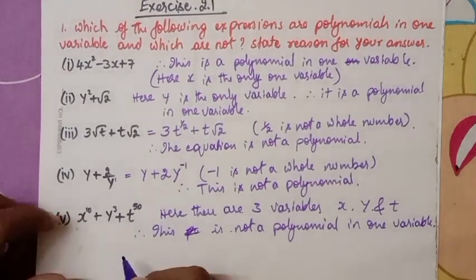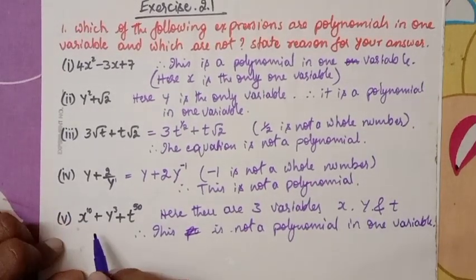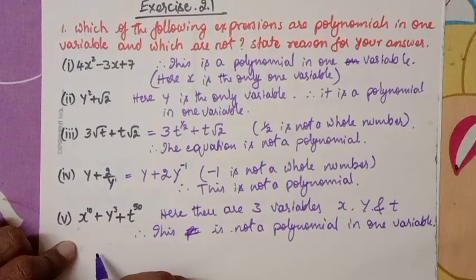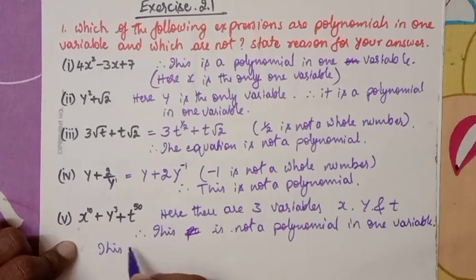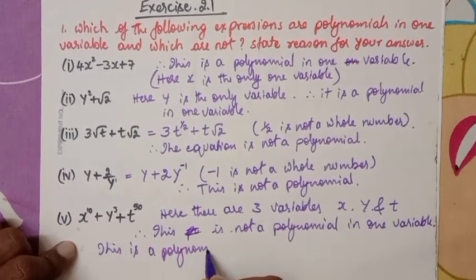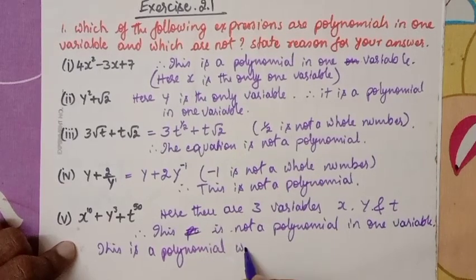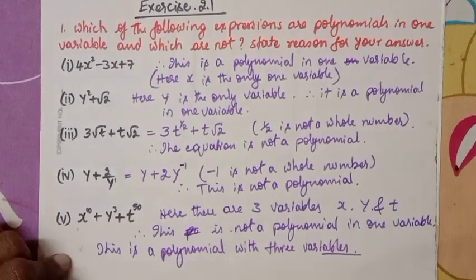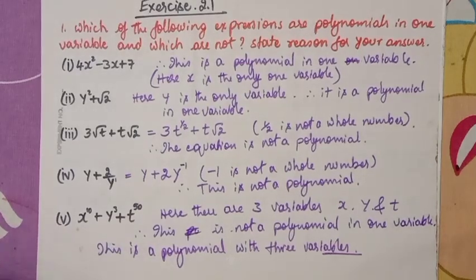But here we should note that the fifth example is the polynomial with three variables. This is a polynomial. Definitely this is a polynomial, but with three variables.